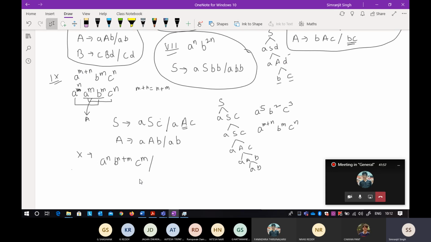I think now you can easily do this one. You can take it as b raised to power n, b raised to power m, and c raised to power m. So it becomes a very easy question. I think we have done this question earlier. So just tell me what will be the answer here.